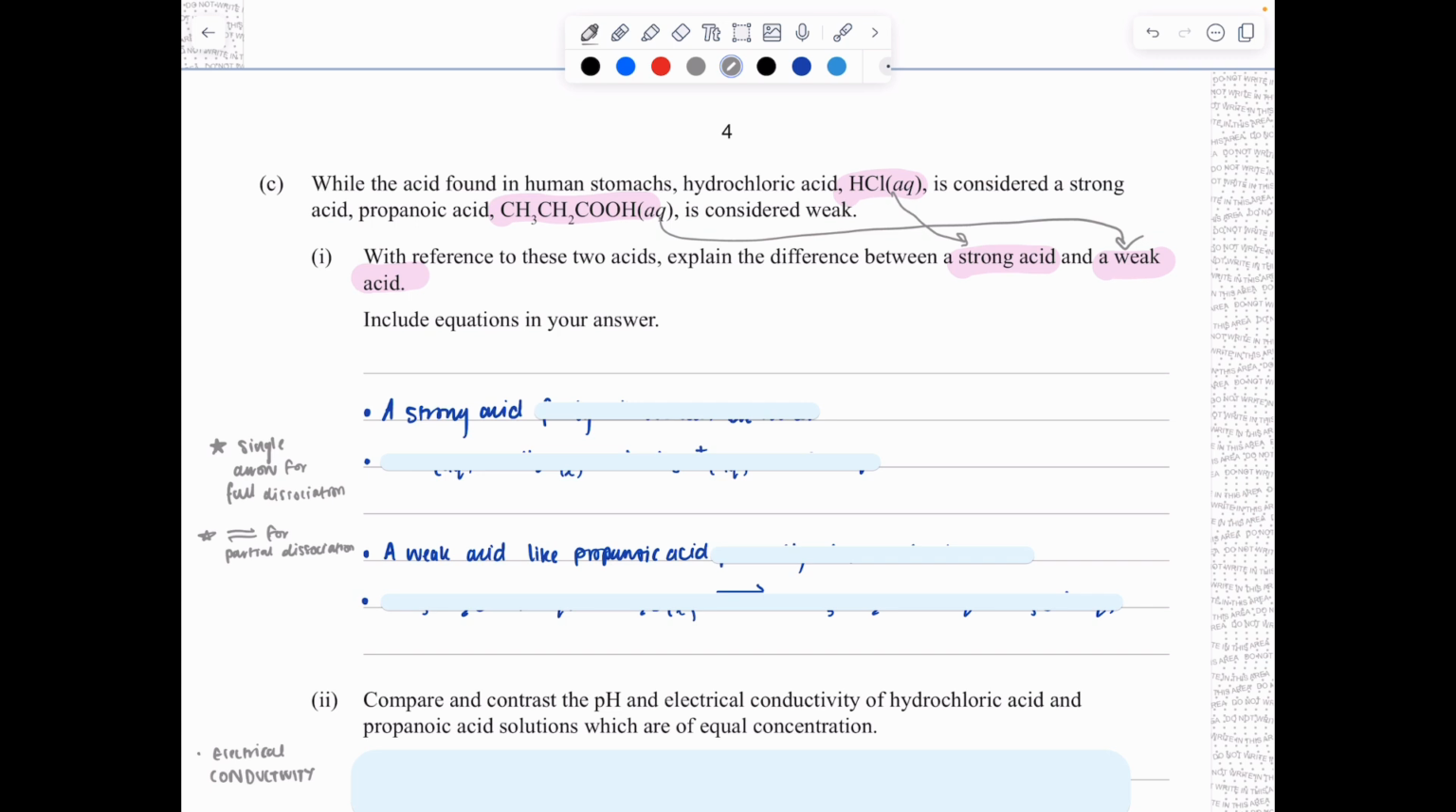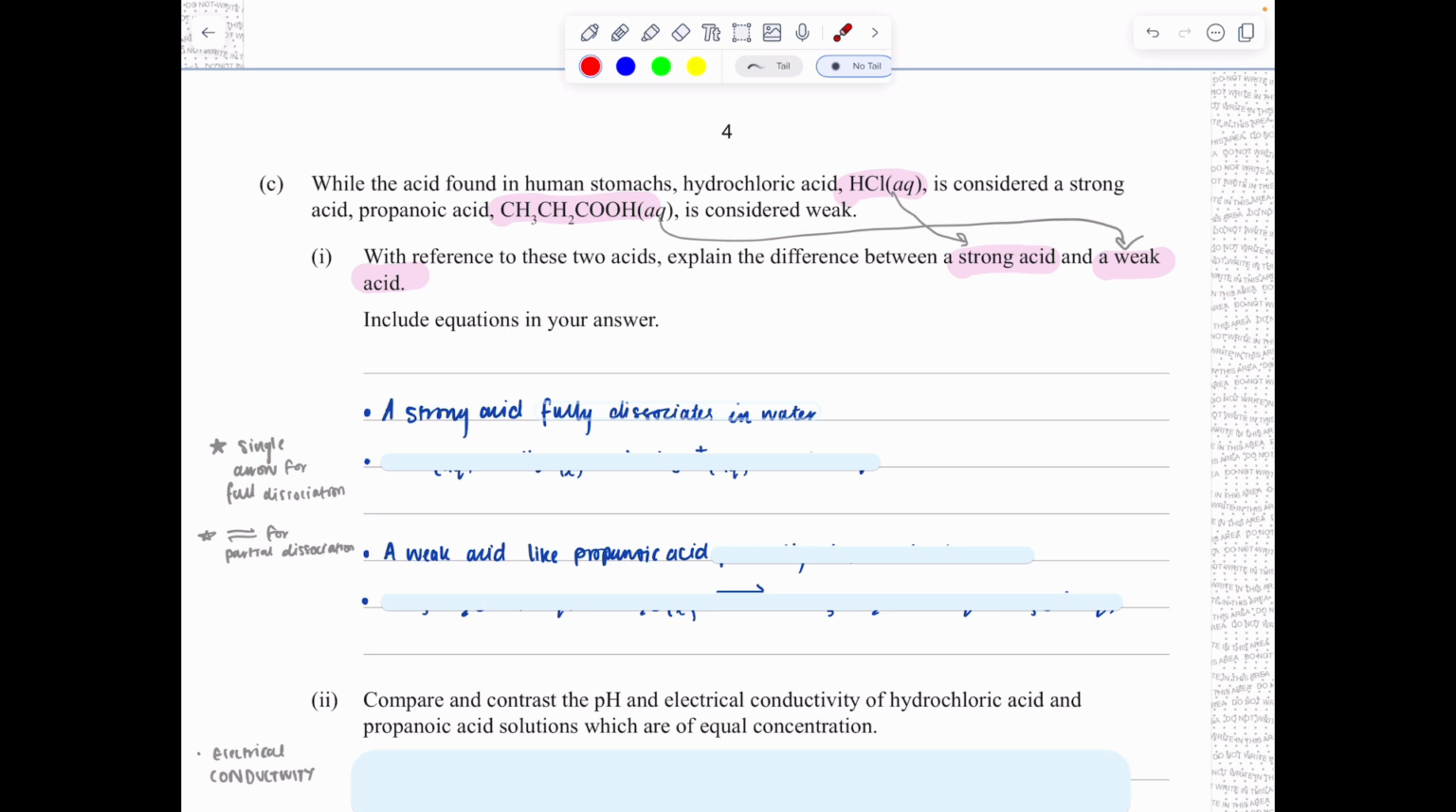So let's have a look at the clues that I have, which will come in handy very soon. For a strong acid, we have to show the reaction with a single arrow. For a weak acid, we have to use this equilibrium arrow to show that the reaction can go in both ways. Before we get to that part on writing reactions, let's have a look at what you should write. You should start off by saying, a strong acid, what is it going to do in solution? It fully dissociates in water.